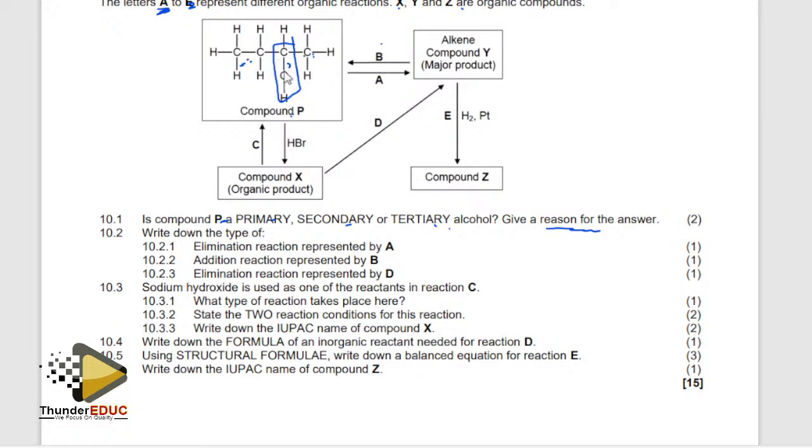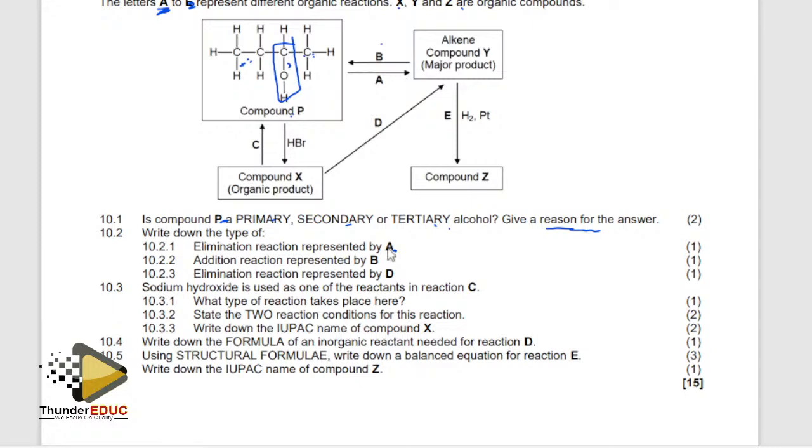Don't fidget. Yes. Question 2 is reaction elimination. Which one is A? Elimination. Where is A? A is this one going here.